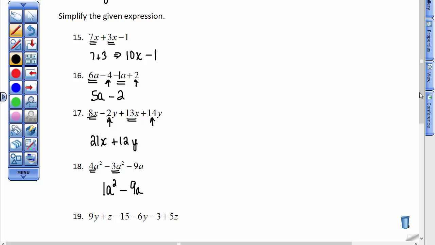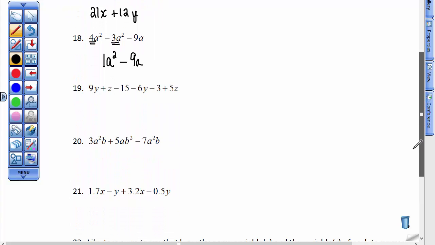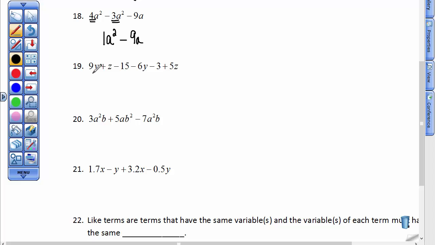Next, I've got a couple more problems here. Sometimes we would put these in alphabetical order, but y would be first in terms of alphabetical order. So 9y, and then let's take away 6y, leaves us with 3y. This is a 1z and a 5z for a total of 6z. And then finally, I've got this negative 15 and this negative 3. They're like terms. They combine to be a negative 18.